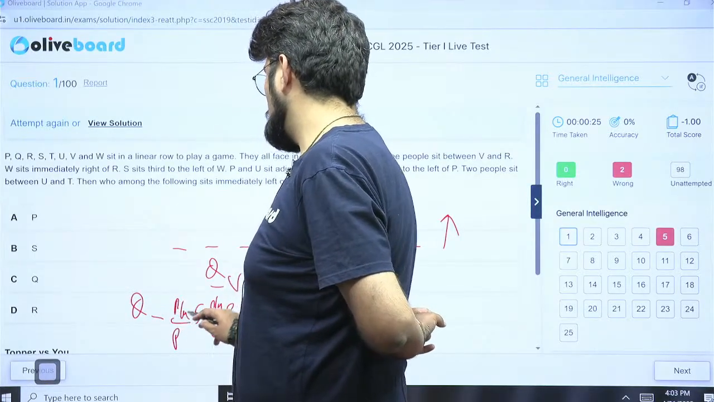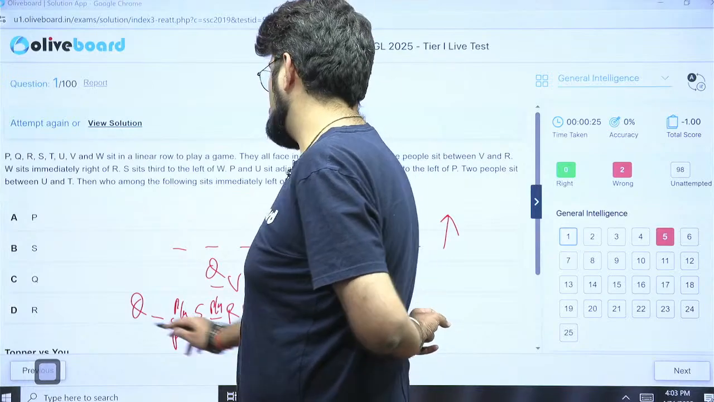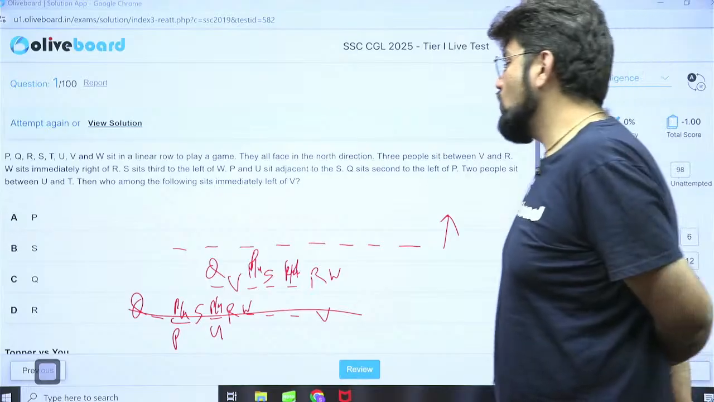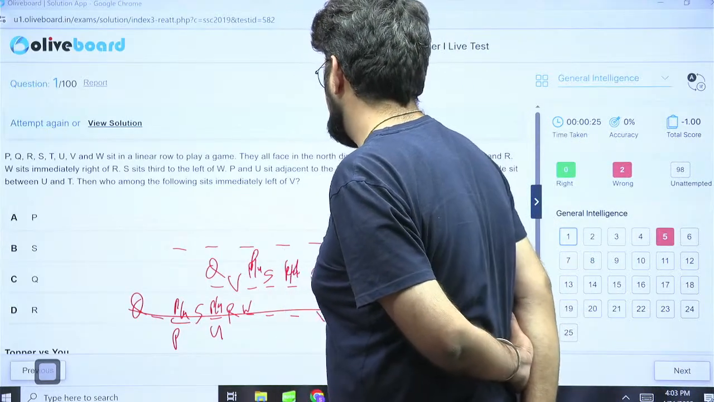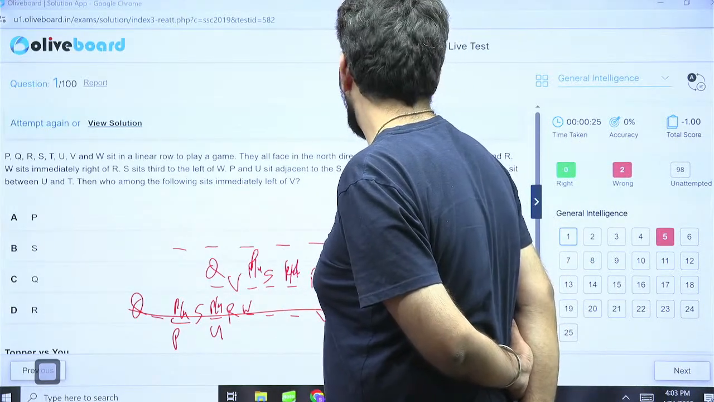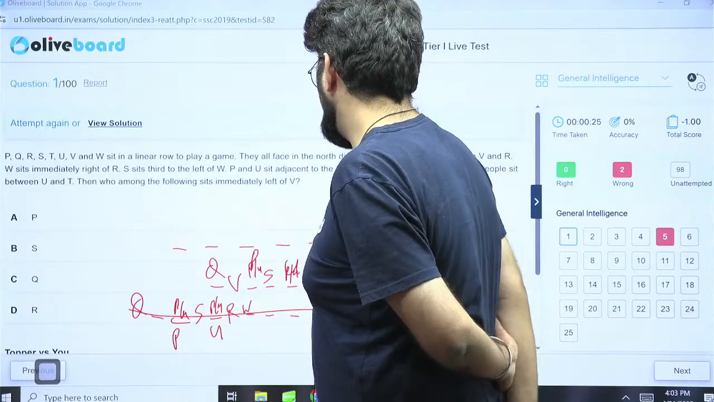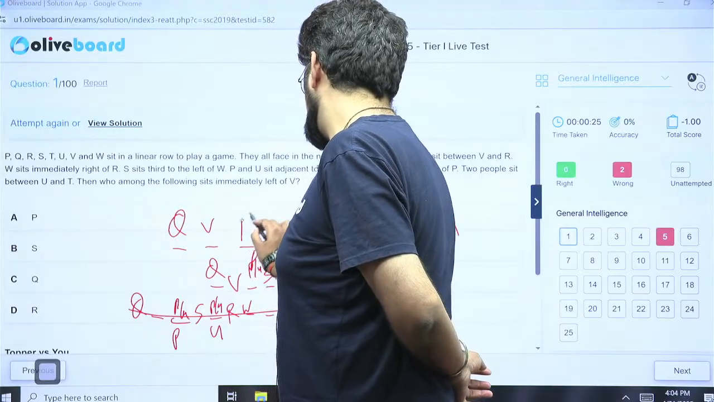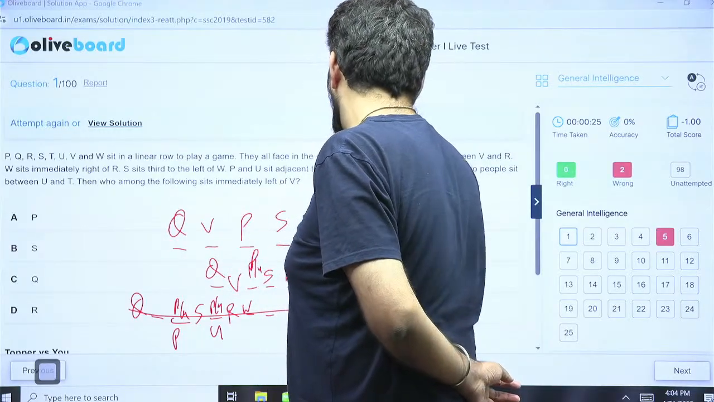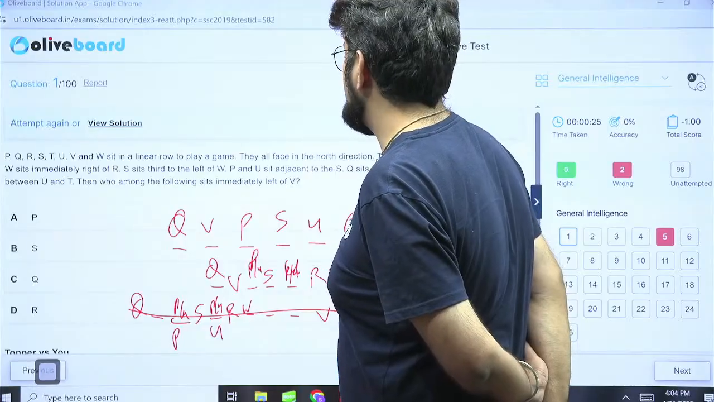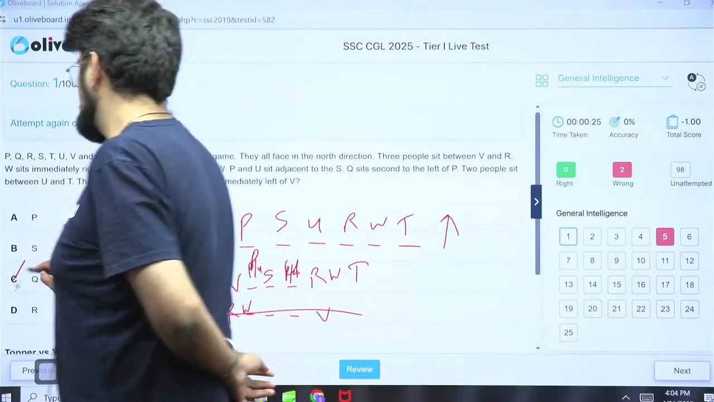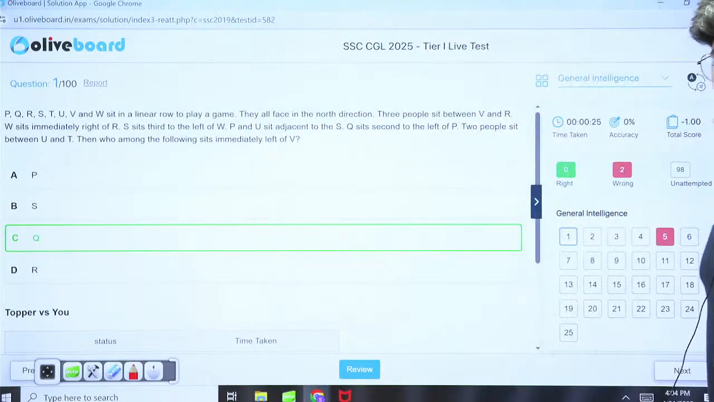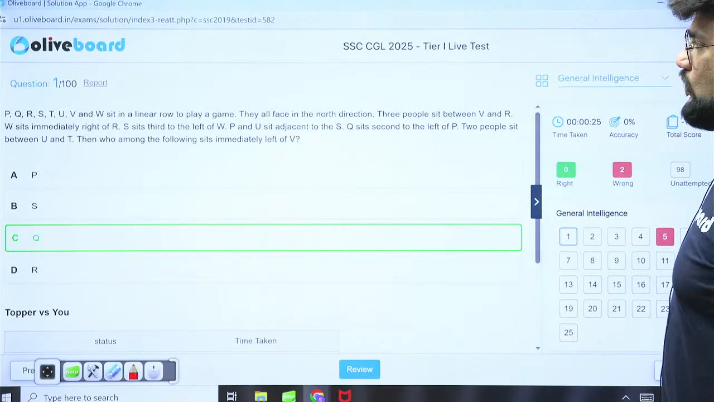Now this makes it 1, 2, 3, 4, 5, 6, 7, 8, 9, 10. This is not possible. That is why we say that we take the scope of sitting. That will give us a good clarity. 2 people sit between U and T. So T is here, and this is our final arrangement. Q, V, P, S, U, R, W, T. The question is, who sits immediately left of V? It is Q. Option C is the right answer. So stepwise, if you approach with each possibility, you will get your correct answer in no time.